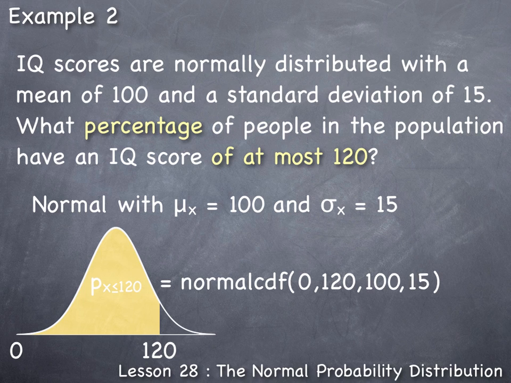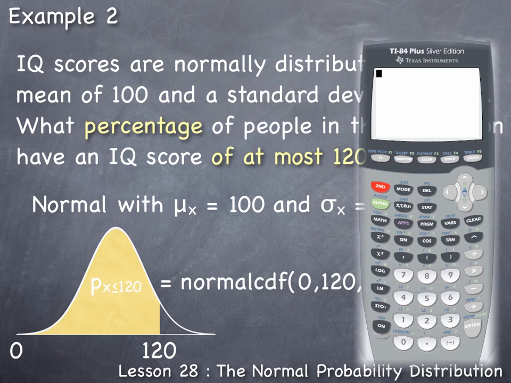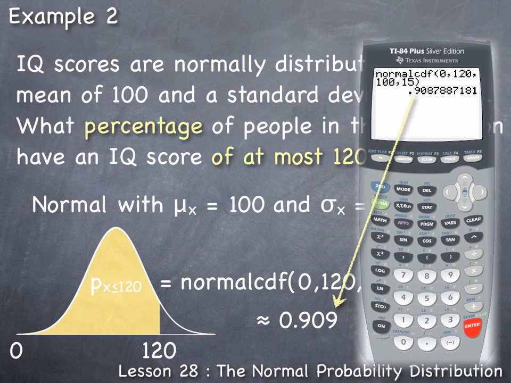So now we can enter this command on the TI-84 calculator to find the percentage. The NormalCDF command is found in the distribution menu. We get there by pressing second, DISTR, arrow down to find NormalCDF, press enter, and then the 0, comma, 120, comma, 100, comma, 15, close parenthesis, enter. So we have our result, which rounds off to about 0.909.